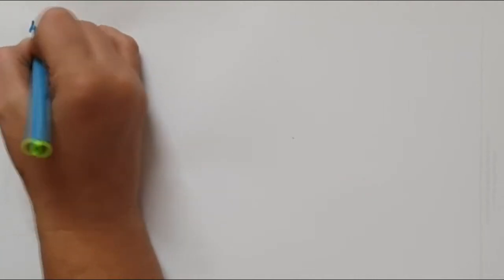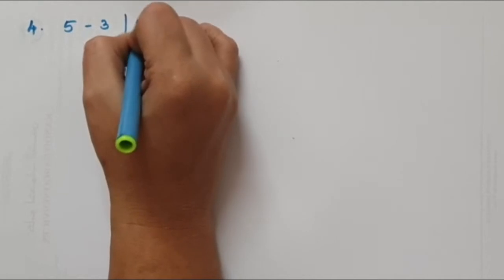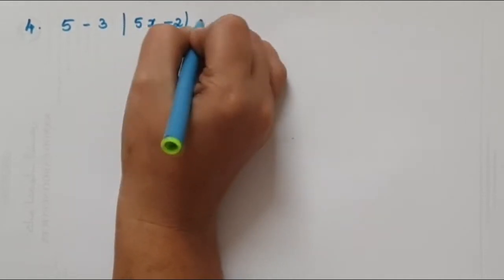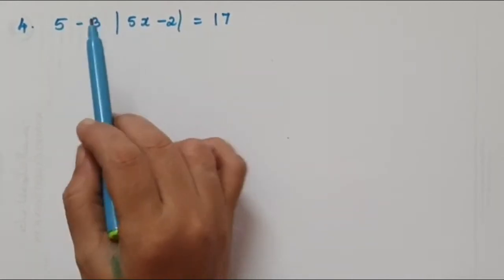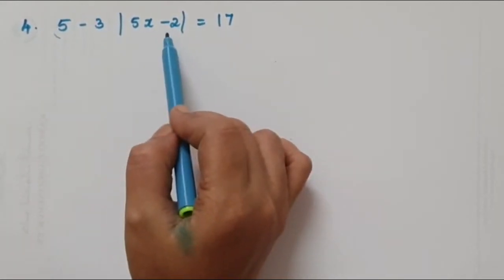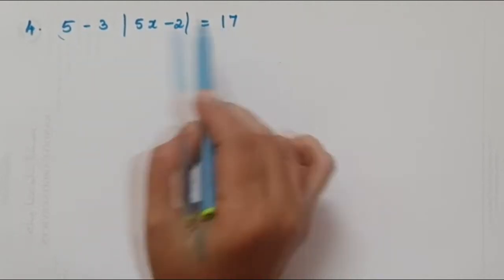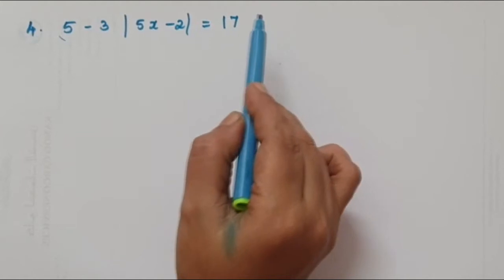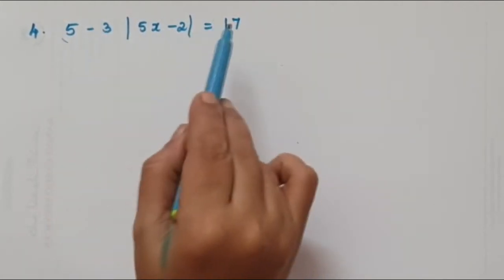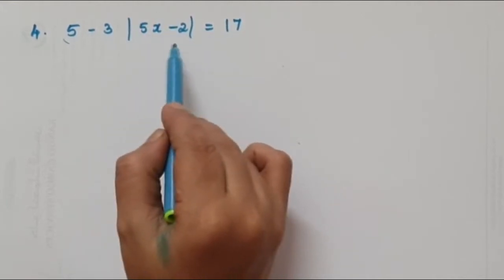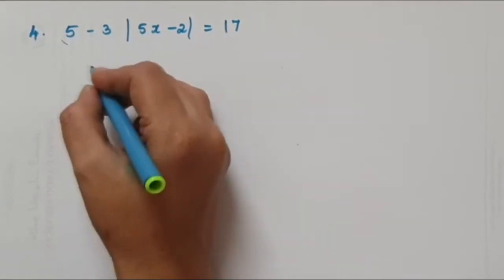Now the fourth question: 5 minus 3 times the absolute value of 5x minus 2 equal to 17. Here there are some other numbers along with the absolute value function. In this case, we cannot write this entire thing as equal to positive 17 and negative 17. We have to shift this 5 and 3 to the other side and have only the absolute function on one side. Then only we'll apply the negative and the positive rule.